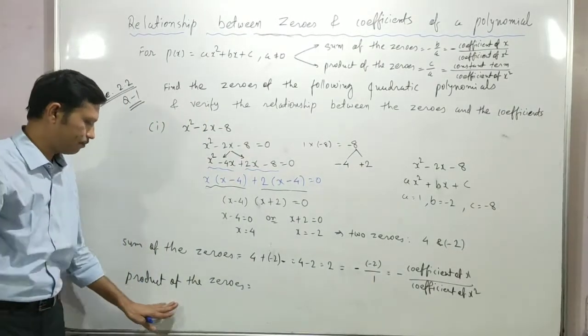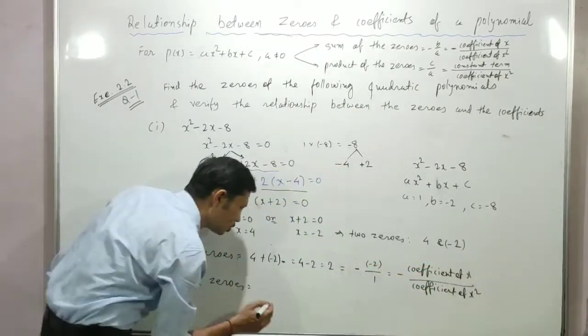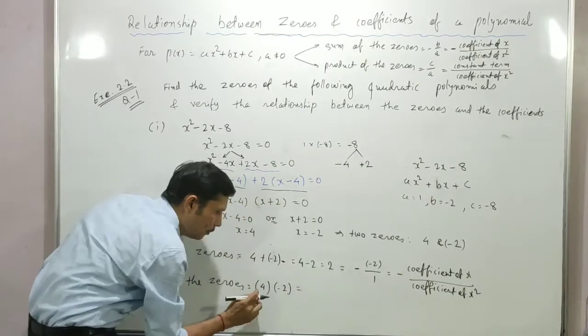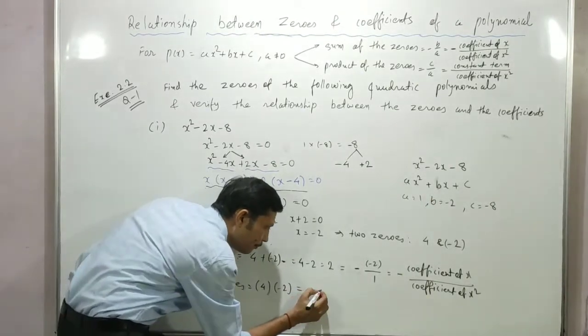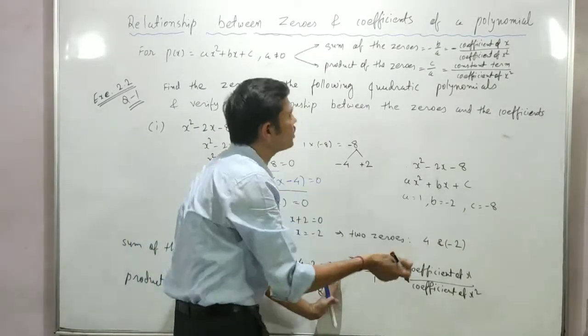Now come to the second point. Product of the zeros. Here which are the two zeros? 4 and minus 2. Now we will take the product. 4 in one bracket, minus 2 in another bracket. Plus times minus gives minus. 4 twos are 8. Okay. Now stop here. Now come to the second part.